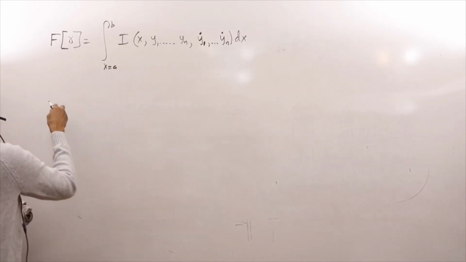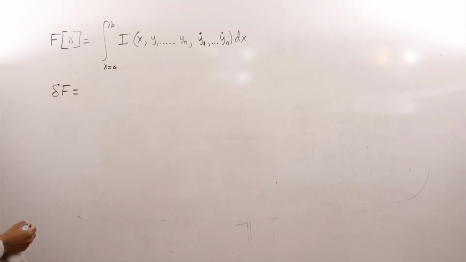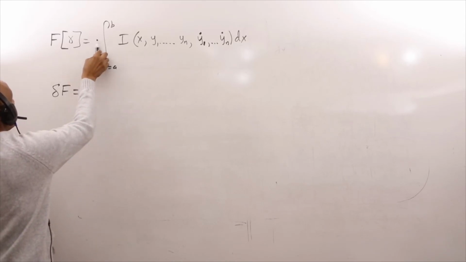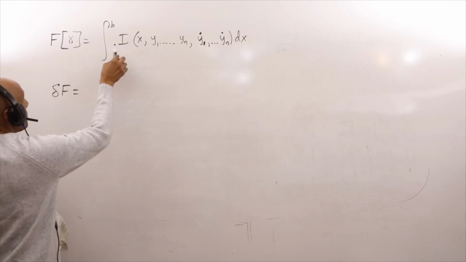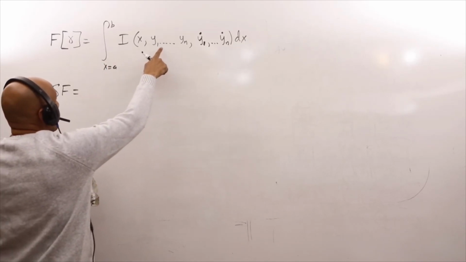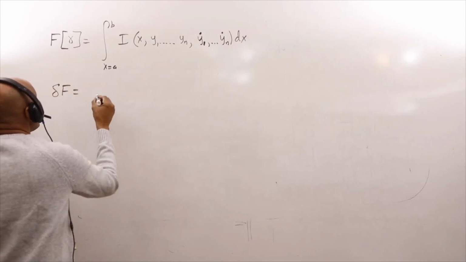So I'm calculating the variation of f. This is called the variation of f, and this variation is the difference between curves in basically n dimensions. So we're looking at a curve in y1 and a curve in y2, y3, y4, up to yn dimensions. So what is that equal to?